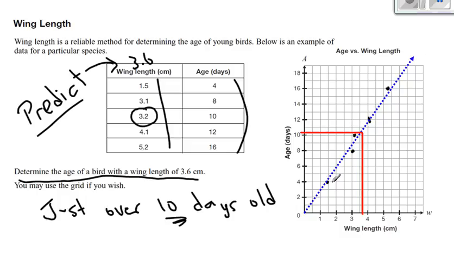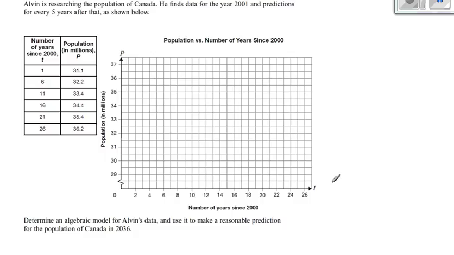So I think there's one more question here. It says, Alvin is researching the population of Canada. He finds data for the year 2001 and predictions for every 5 years after that, as shown below. Determine an algebraic model for Alvin's data and use it to make a reasonable prediction for the population of Canada in 2036. Okay, so first of all, what's an algebraic model?